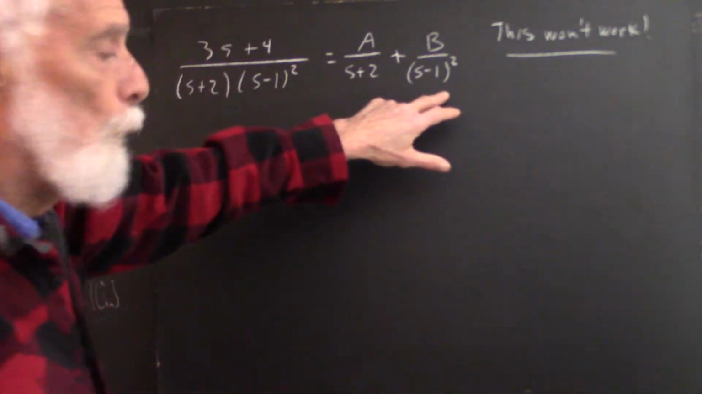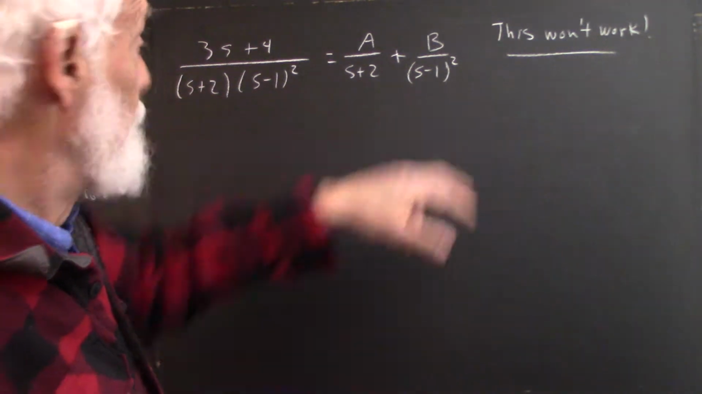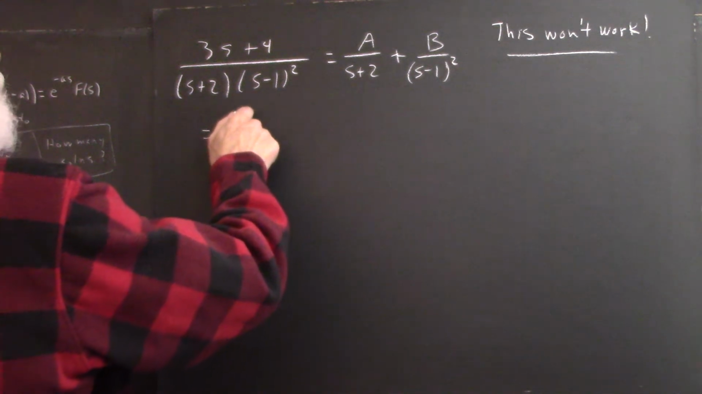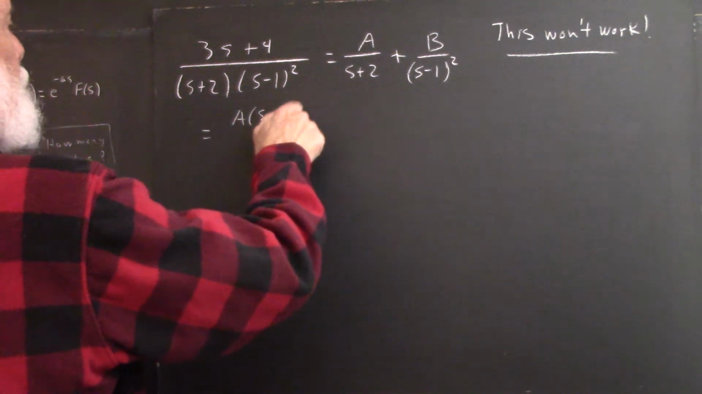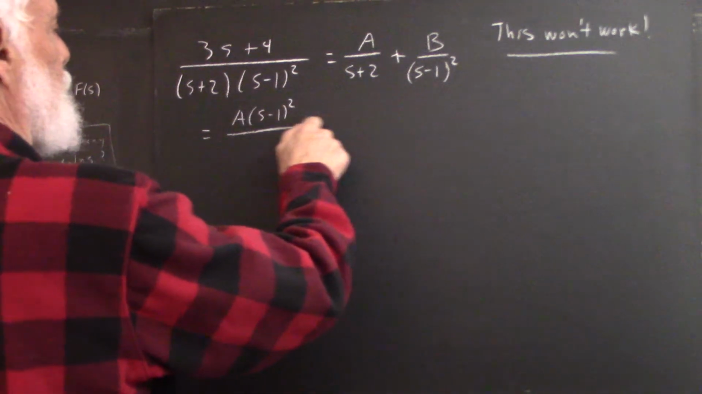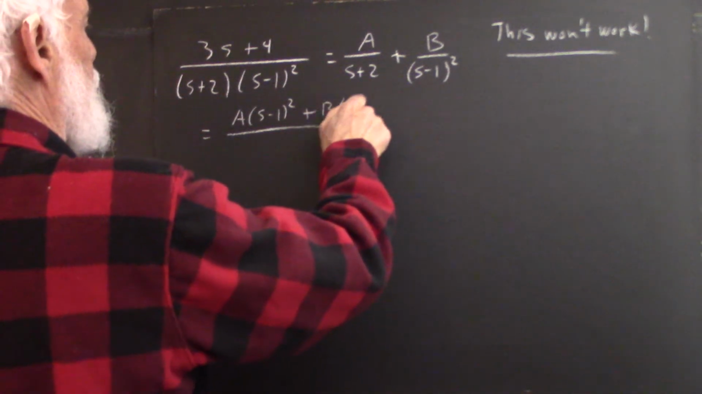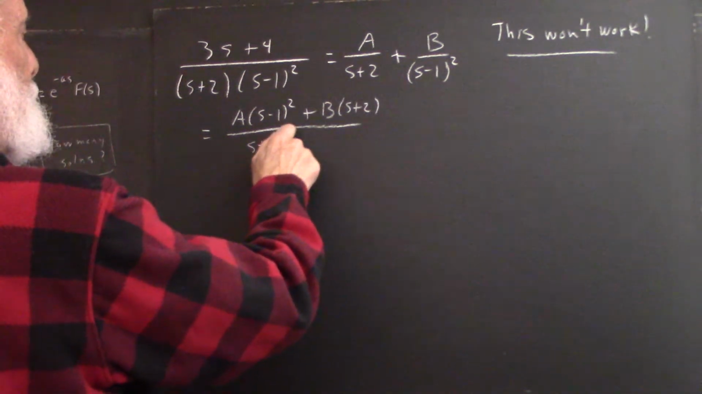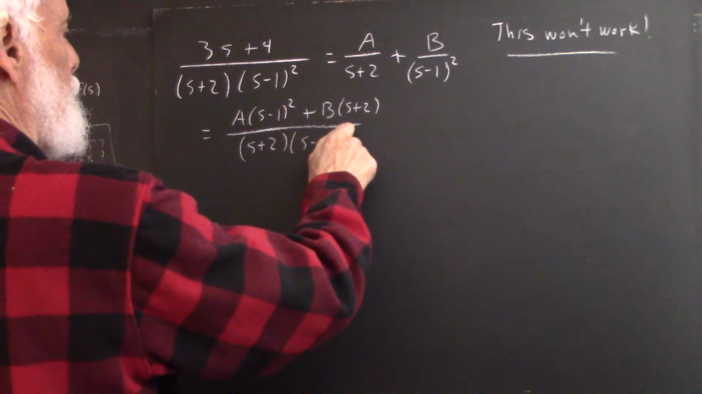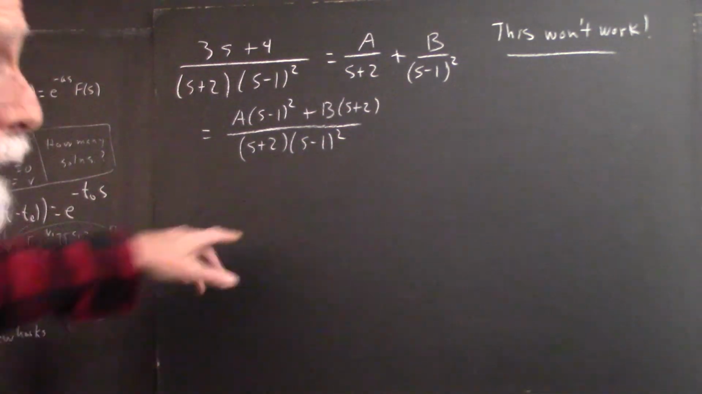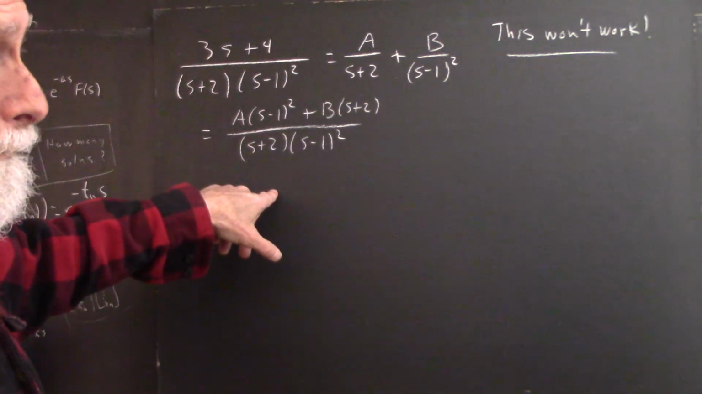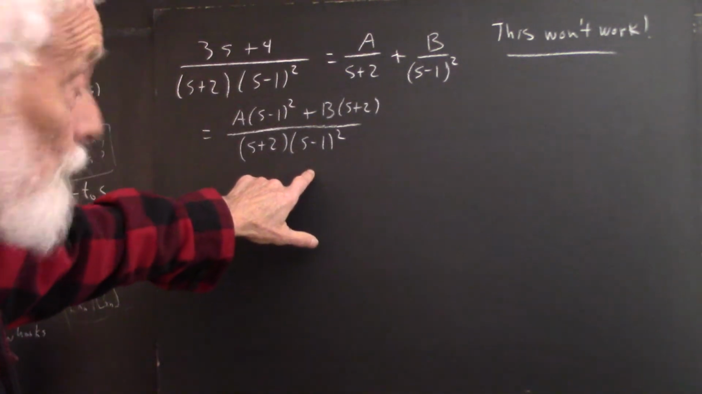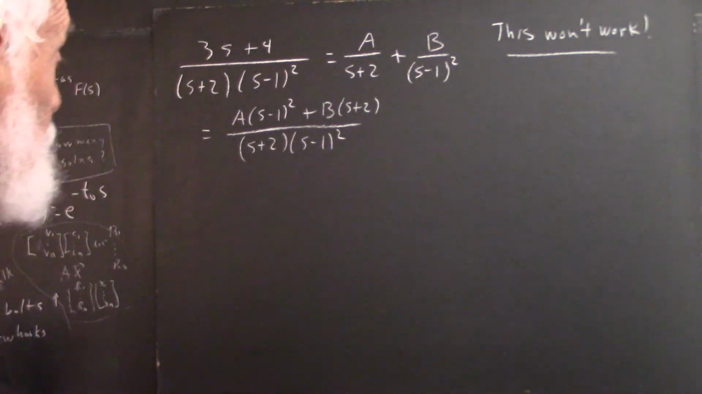And I want you to see why it doesn't work, so we see what we really need to do. Okay? This would be A times the quantity S minus 1 squared plus B times S plus 2 times, okay, that's easy, right? So we just multiply numerator and denominator by S minus 1 squared, so we get the denominator we need, and everything comes out like so.